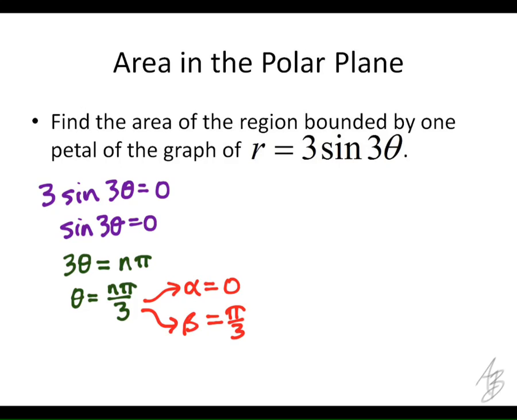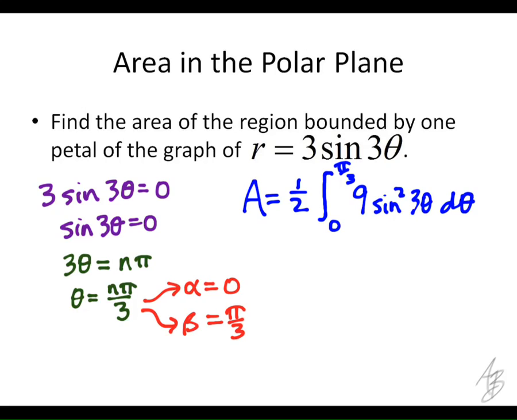Now that we've got that, this is actually a lot simpler than finding the derivative. All we have to do is plug this into our formula. So it's going to be 1/2 times the integral from where to where? 0 to pi over 3. And then we're going to have the radius squared. So what is the radius squared here? 9 sine squared of 3 theta with respect to theta.